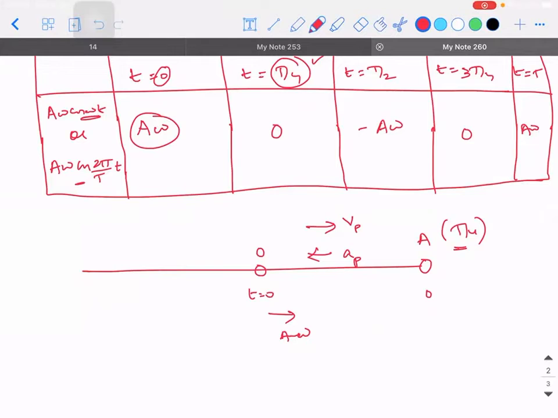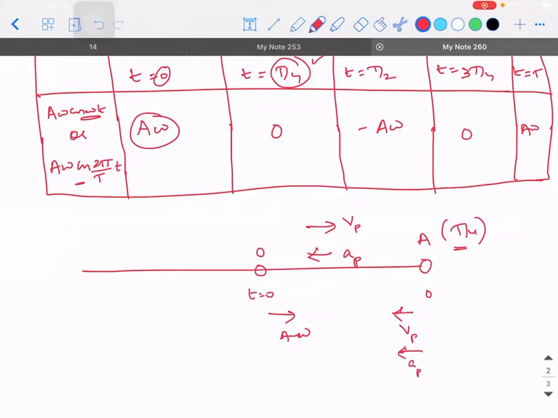It's accelerating, sir. O to A. Look at the way the arrow marks are. Retarding, sir. It is retardation. Whereas when the particle comes back from A to O, is it accelerating or retarding? Accelerating. It is accelerating because when it is coming from A to O, velocity of the particle is to the left, acceleration of the particle is also to the left.